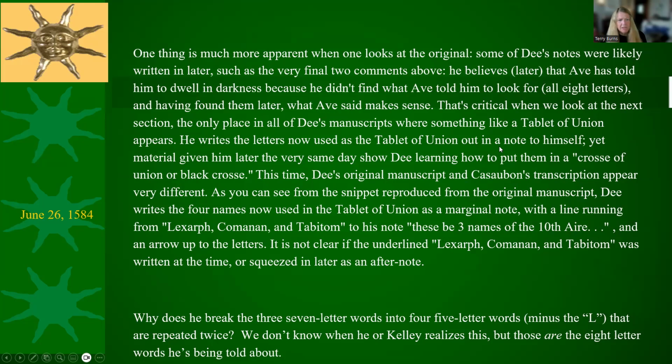One of the things that we might ask is why he breaks the three 7-letter words into four 5-letter words, minus the L that is repeated twice. We don't know when he and Kelley realized that, but those are the 8-letter words he's being told about, and he does realize it at some point. You can tell from his marginalia that he realizes it, and you can also tell from the later manuscript, Sloane 3190.